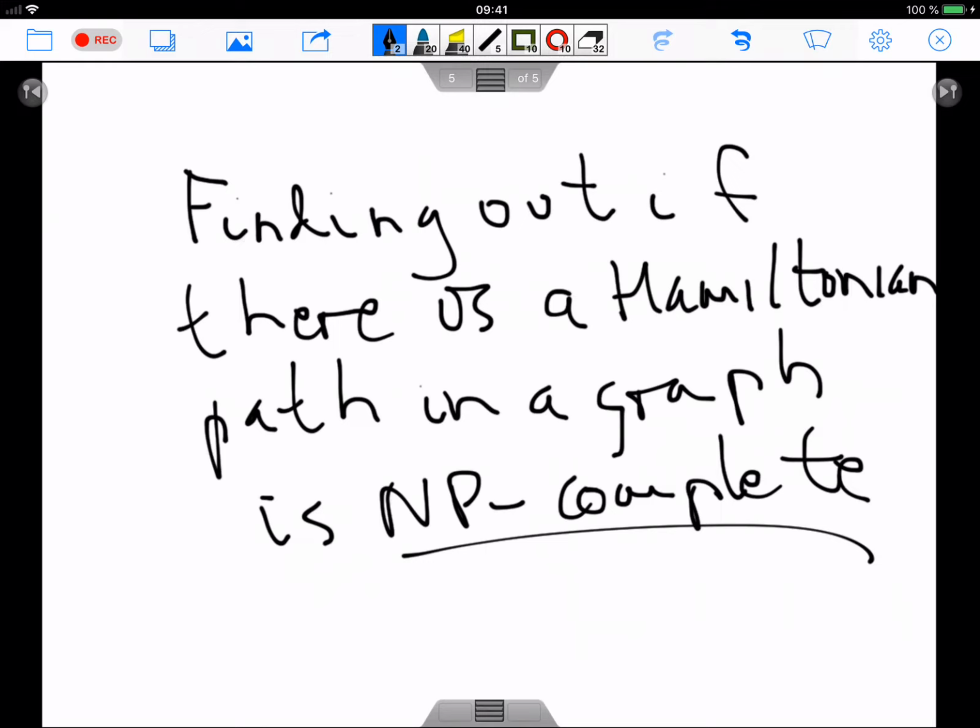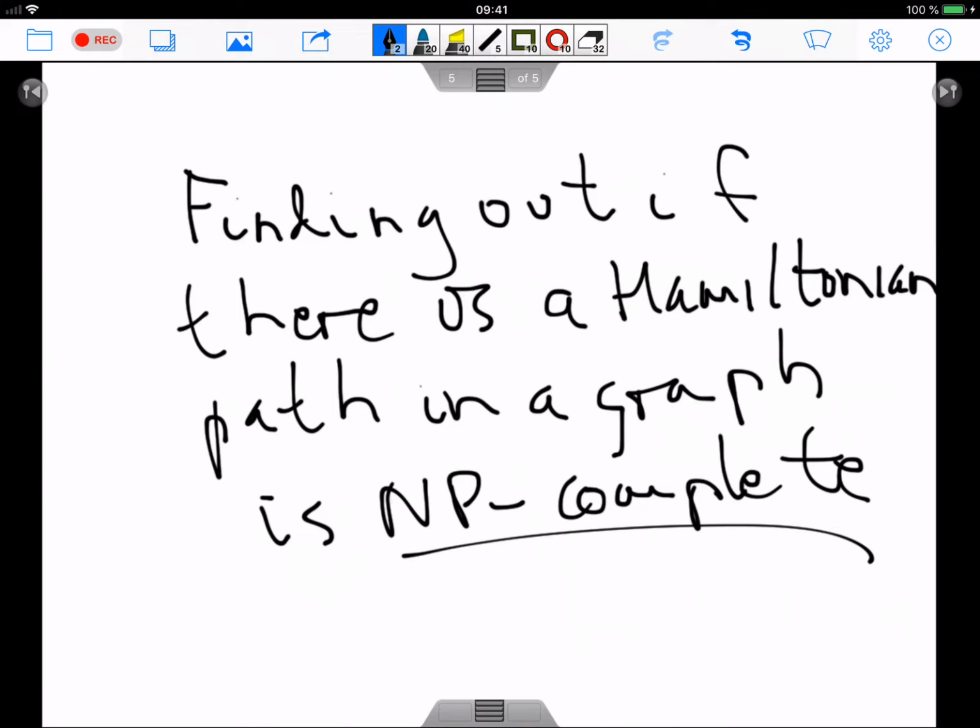Because if we could solve this problem quickly, then we could solve many other problems quickly too, and we strongly suspect that there is no quick solution for those problems. It turns out that checking whether a graph has a Hamiltonian path is very different from checking whether a graph has an Eulerian path.